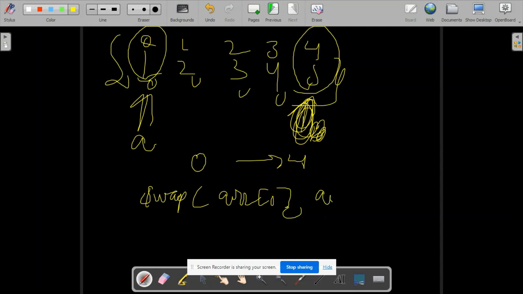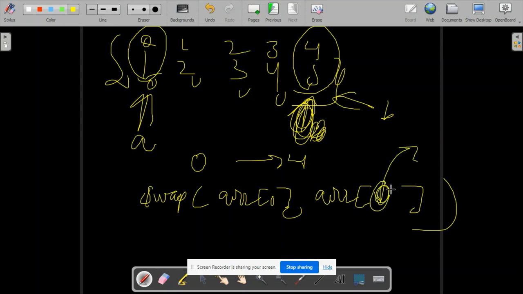Arr of 0, with what? With the 4th index you have to swap this. Here you will be putting a 4. But I am not giving you a pointer at this 4. I am asking you which formula you will use here to get a 4. You will use something like n minus i minus 1. It means n minus 0 minus 1. Okay, so this is how with just one variable we are reversing the entire array.